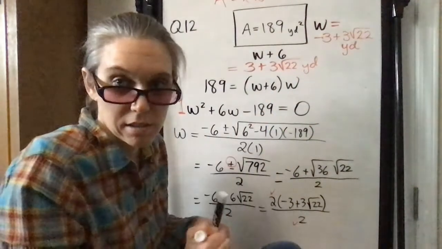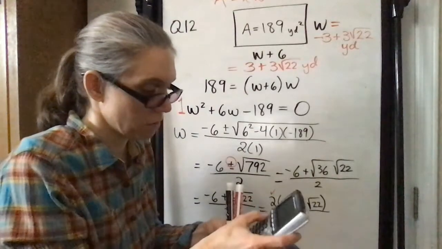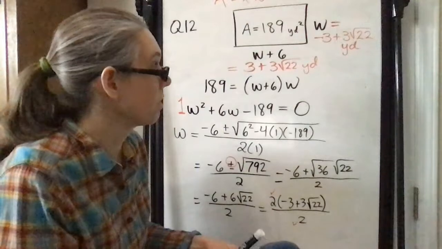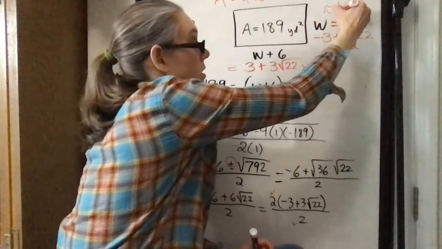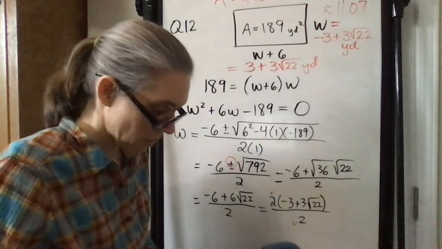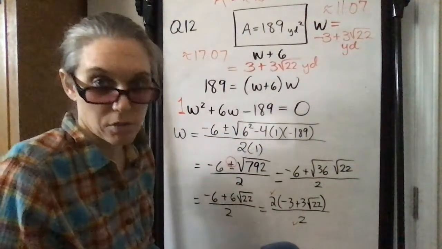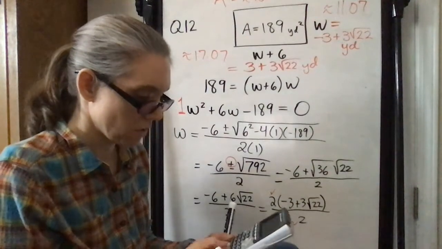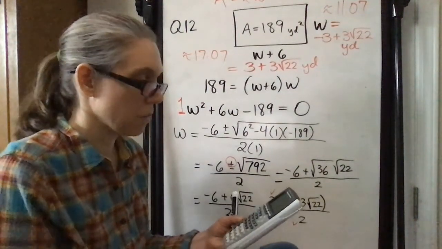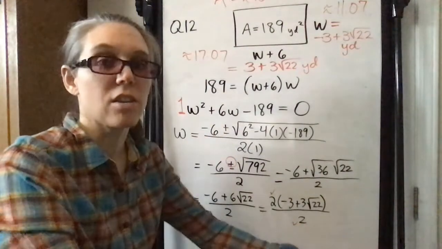And to check, let's get an approximation here. Negative 3 plus 3 root 22 is about 11.07. And if you add 6 to that, you get 17.07. And if you multiply 11.07 and 17.07, you get 188.96, which rounds up to 189. So that way you can check your answer.